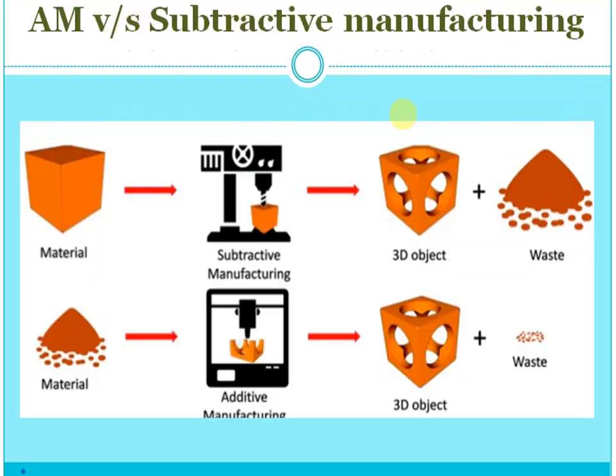Now we'll discuss the basic difference between additive manufacturing and subtractive manufacturing. In the figure you can see subtractive manufacturing is the process by which three-dimensional objects are constructed by successively cutting material away from a solid block of material. It is also known as conventional manufacturing. It is very well known to us. You can see in the figure the waste of material is larger as compared to additive manufacturing.